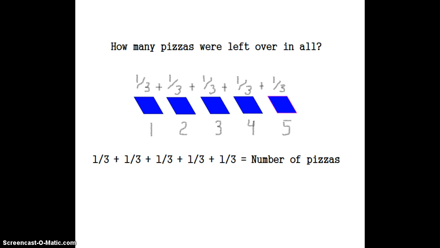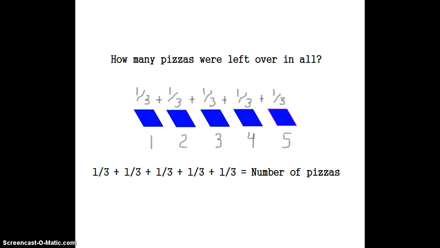One way to figure out how much pizza was left over is by using a repeated addition model, which is what you can see here. 1/3 plus 1/3 plus 1/3 plus 1/3 plus 1/3, 5 times. Down here is simply the numbers counting how many thirds, groups of thirds there are. So 1/3 plus itself 5 times equals the amount of pizza that is left over.